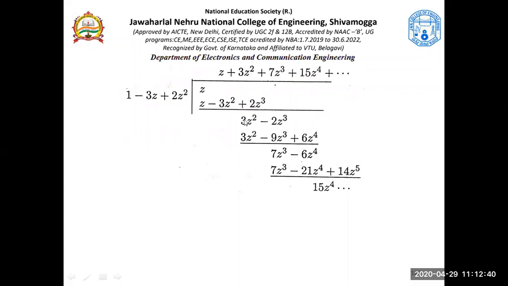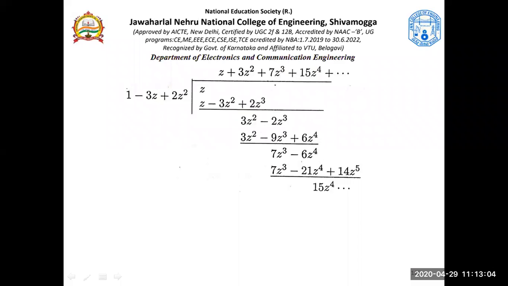Now there is 3z square, and 3z square needs to be eliminated. So if 3z square needs to be eliminated, in this place I need 3z. How can I have this 3z square? So multiply this one with 3z square. It would become 3z square, and this would be 9z cube plus 6z to the power 4. This is what it is. So this 3z square goes off.